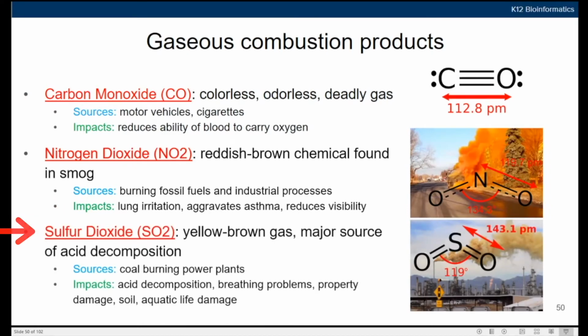Then there's sulfur dioxide, a yellow-brown gas commonly emitted from coal-burning power plants. It is known to contribute significantly to acid deposition, as well as to breathing problems, property damage, and soil and aquatic life damage.